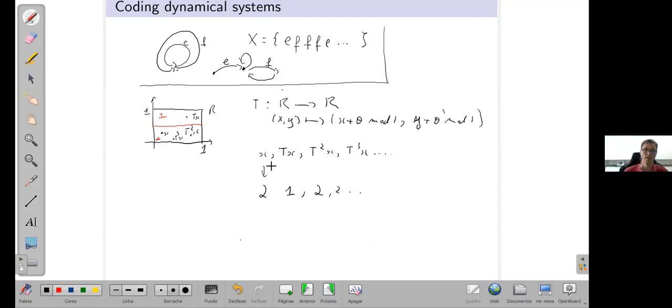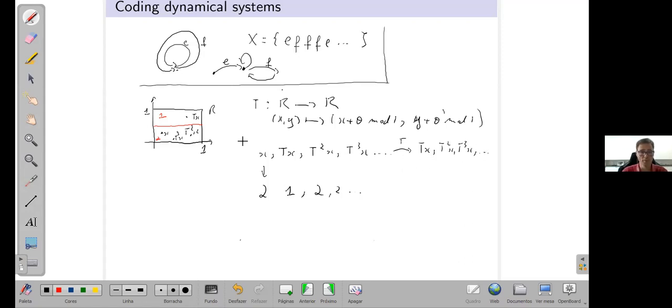Right. So I'm looking at the orbit here, and I'm coding it with this. I'm saying where each orbit is landing, in which subrectangle. So if I want to apply the map T, what happens? X will go to T of X. My T of X will go to T square of X, T cube of X, and so on.